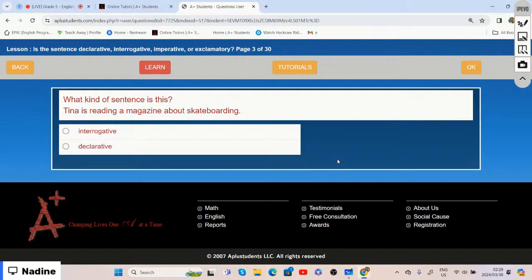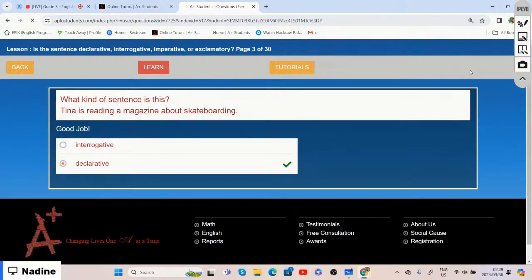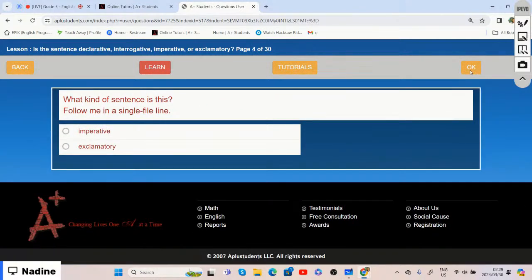All right. So which means that declarative sentence it is, because that is a statement that she's making, right? So well done. Declarative sentence is correct. All right. What kind of sentence is this? Follow me in a single file line. Is that an imperative sentence or is that an exclamatory sentence? Imperative, option one, or exclamatory, option two.